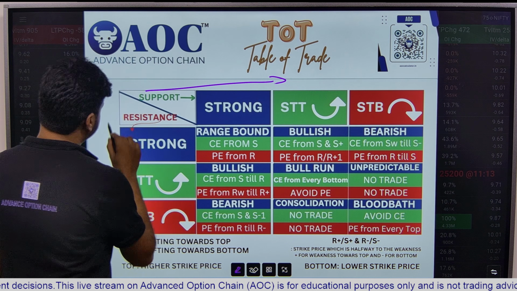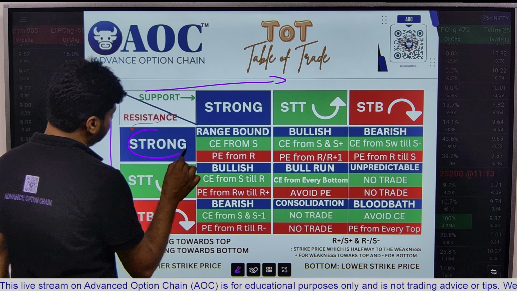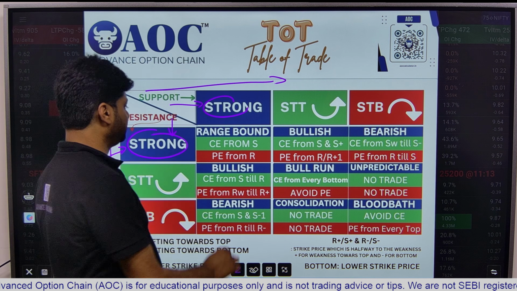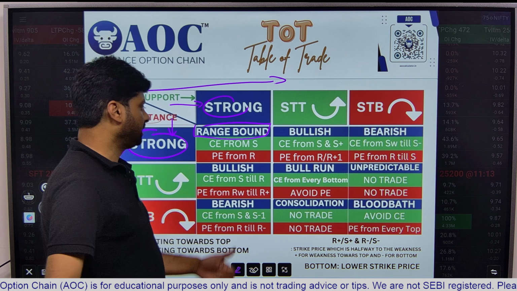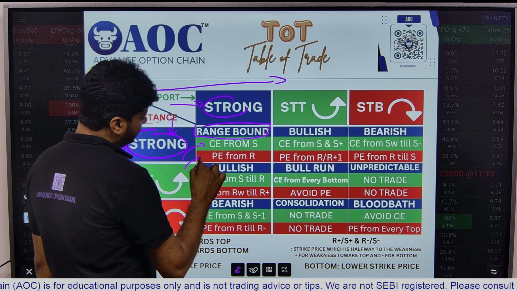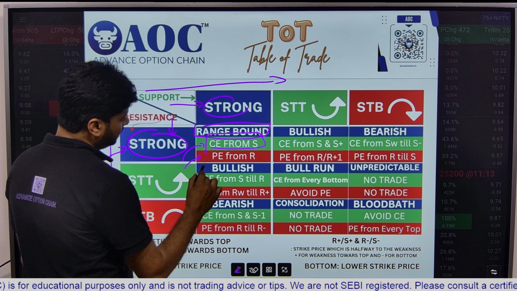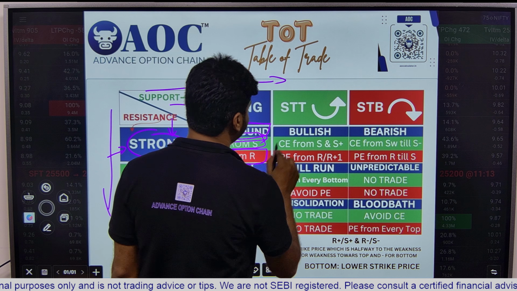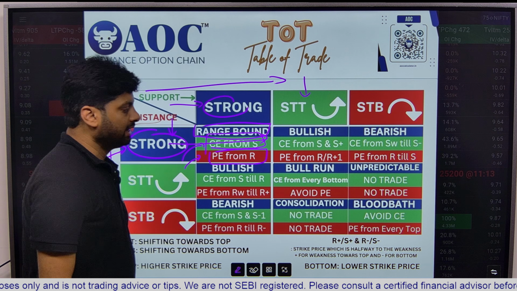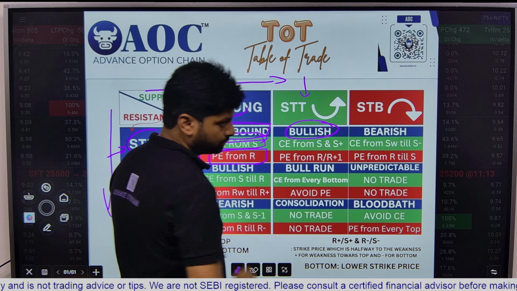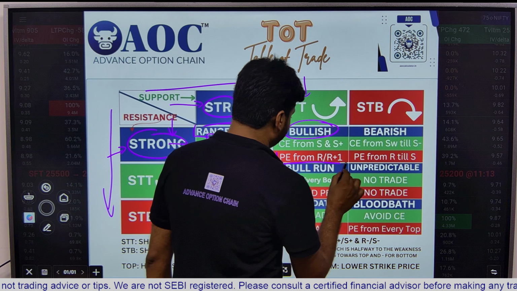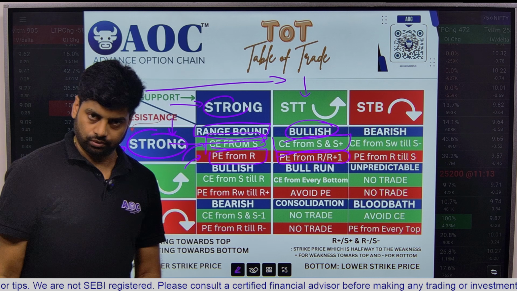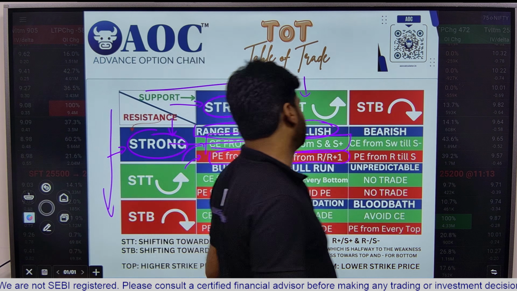These are support levels, resistance conditions. This is support, this is resistance. Support is strong, resistance is strong. What is the market condition right now? It is range bound. C trade, P trade: C we can take from S, P you can take from R. Similarly, support is STT, resistance is strong. In this situation, the market will be bullish. We can take P trade from R and R plus 1 and C trade from S and S plus 1. Similarly, you can check other conditions as well.